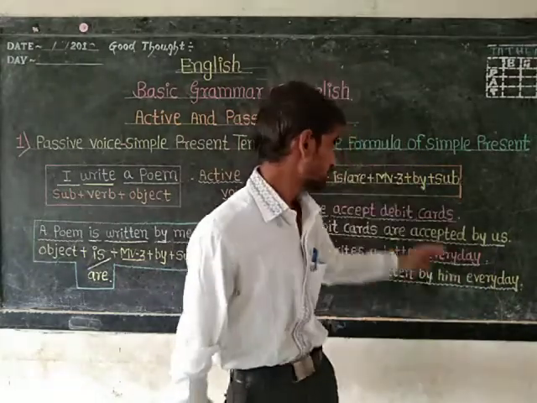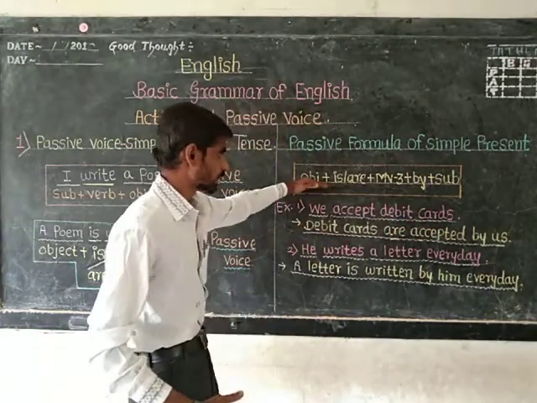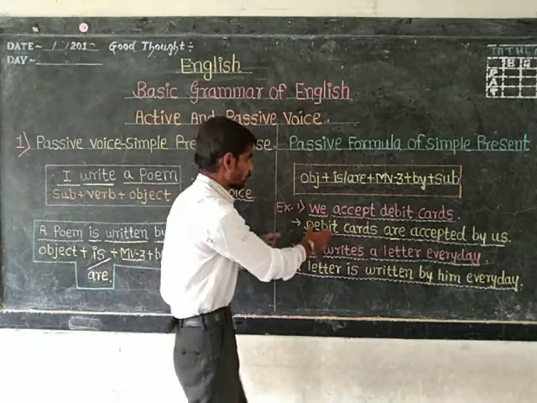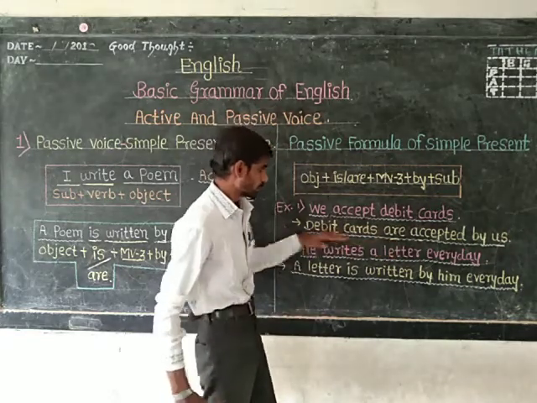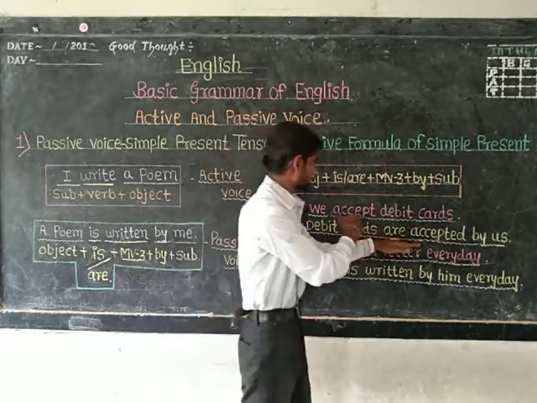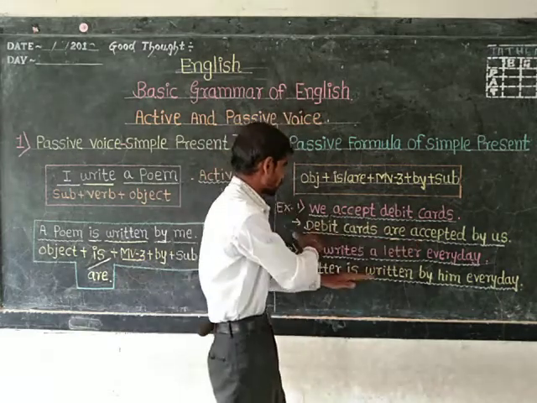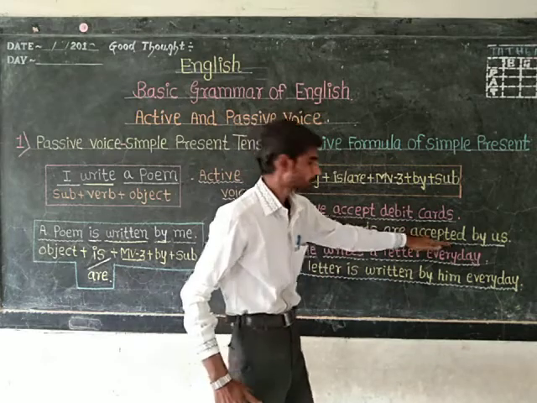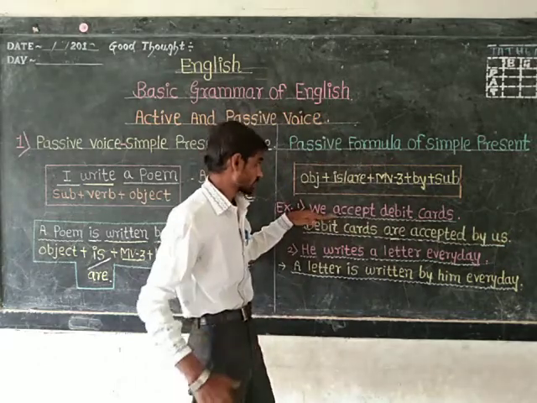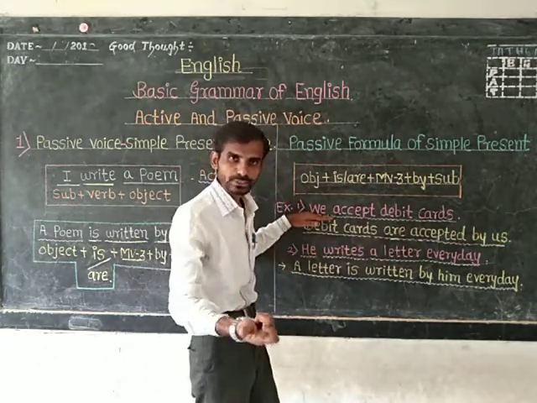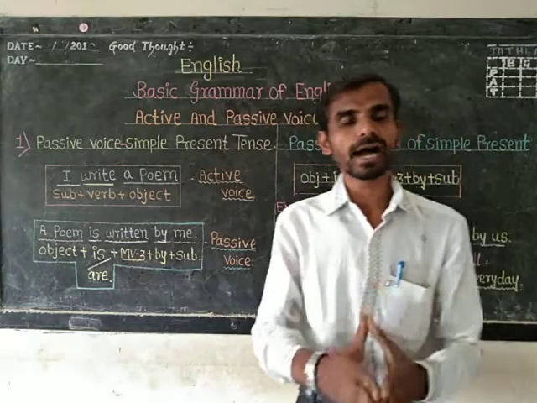Therefore, the object of this sentence is in plural, and therefore, once again through the formula, we are going to write our answer. Object, debit cards, it is in plural, therefore are: debit cards are. Main verb 3 of accept, that is accept, accepted and accepted, therefore debit cards are accepted by whom? So by us. Yes, us is known as the objective case of we. Therefore, debit cards are accepted by us.